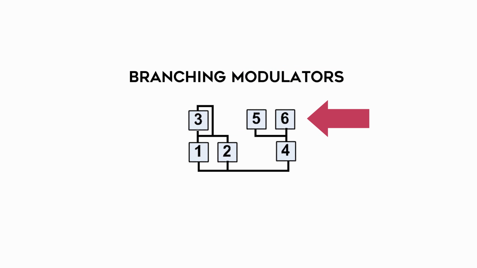Let's take a look at some more complex algorithms now. Here, one carrier is modulated by two operators. This means one carrier frequency is modulated by two operators. This results in an even richer spectrum of overtones.